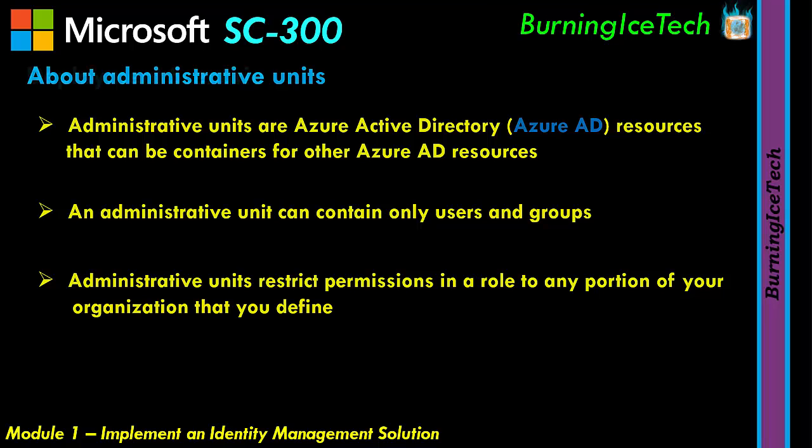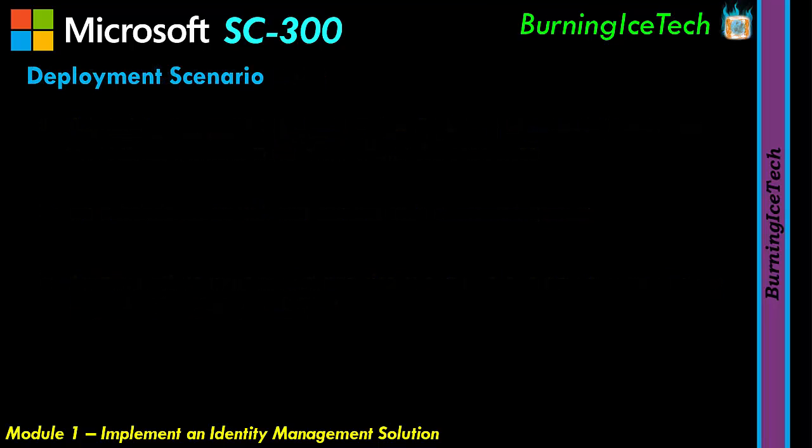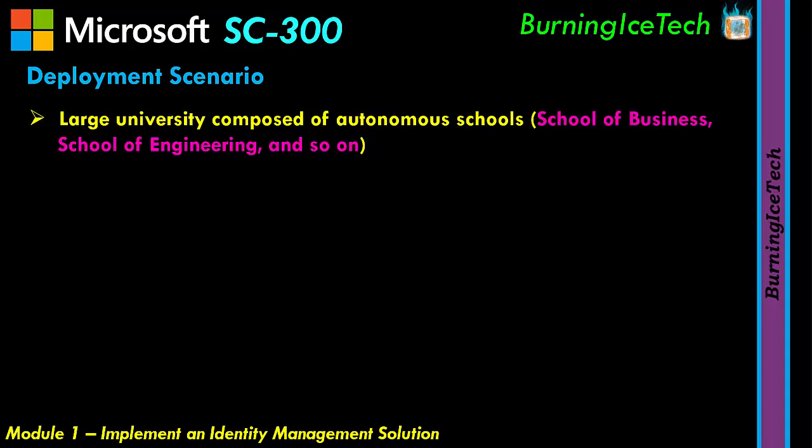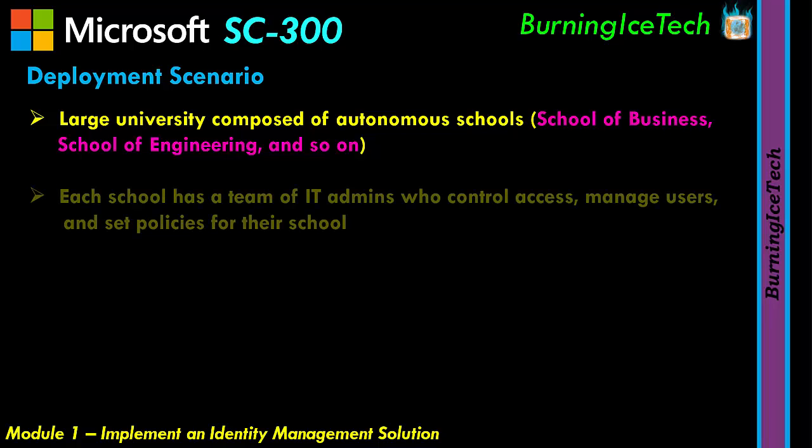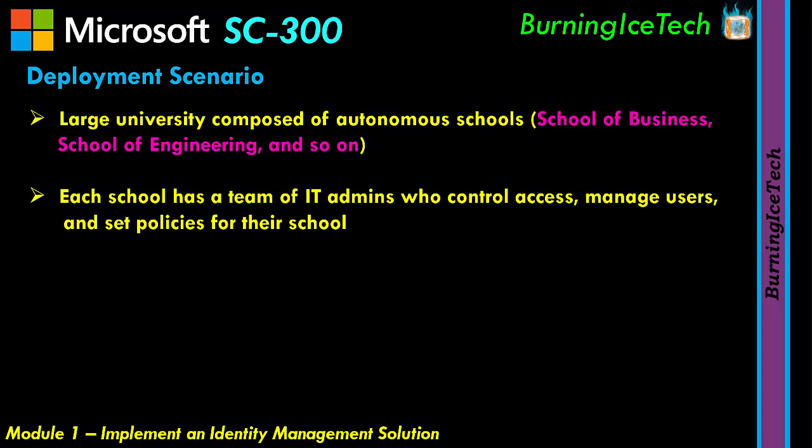Now let me give you guys a deployment scenario. So we've got a large university composed of autonomous schools. This could be School of Business, School of Engineering, and so on. Each school has a team of IT admins who control access, manage users, and set policy for the school. So this is a very typical scenario you would find in most companies, except this happens to be a school.